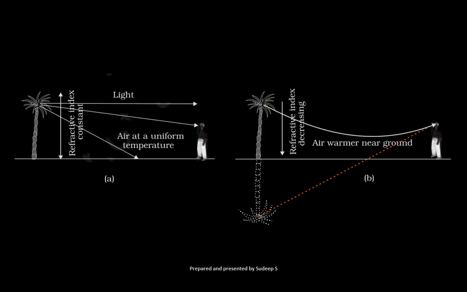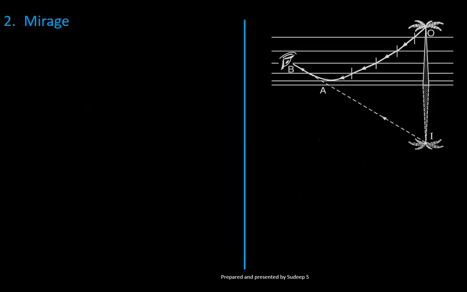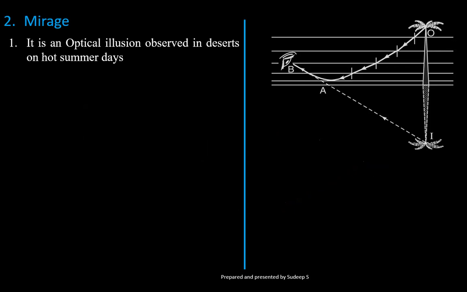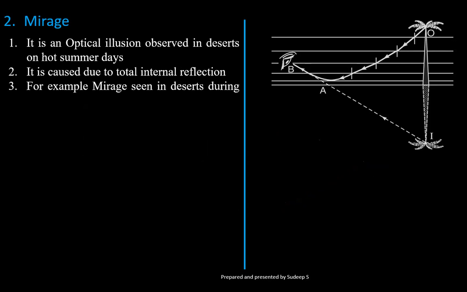Okay, so this happens only during summer days. Okay, so let us understand in detail mirage. So it is an optical illusion observed in deserts on hot summer days. It is caused, इसकी reason क्या है, due to total internal reflection. Okay, for example, mirage seen in the desert during hot summer days. Now क्या ऐसा होता है during summer days?